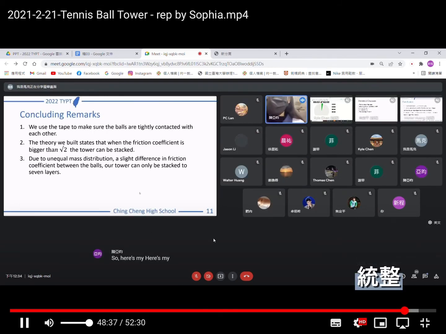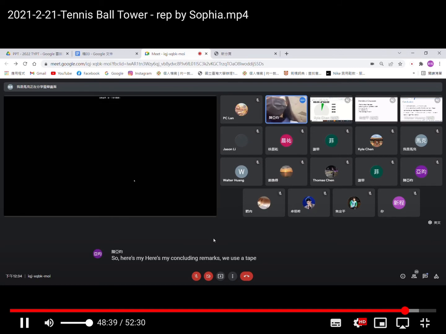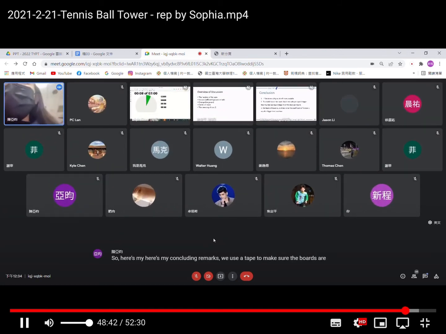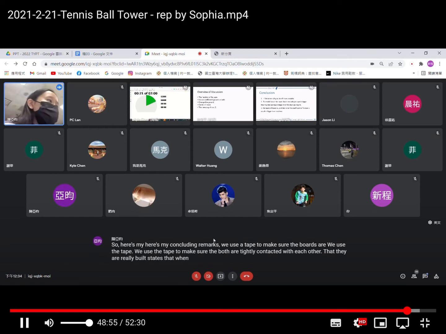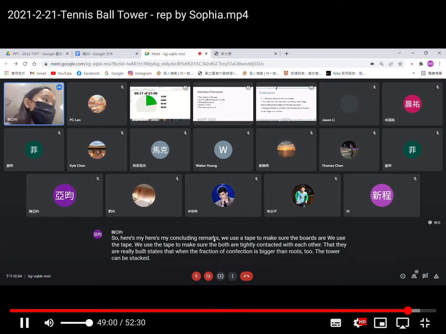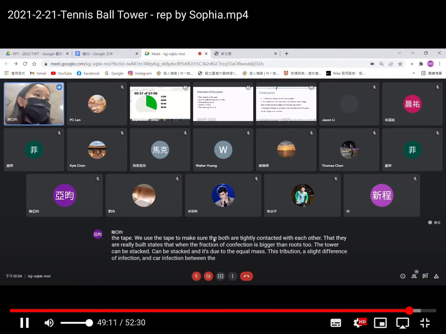Here are my concluding remarks. We use the tape to make sure the balls are tightly in contact with each other. The theory we built states that when the coefficient of friction is bigger than √2, the tower can be stacked. Due to the unequal mass distribution and a slight difference in the coefficient of friction between the balls, our tower can only be stacked to 7 layers.